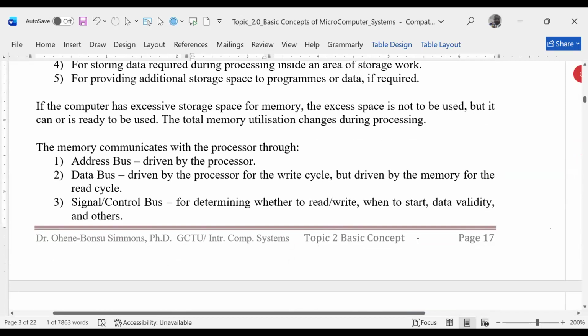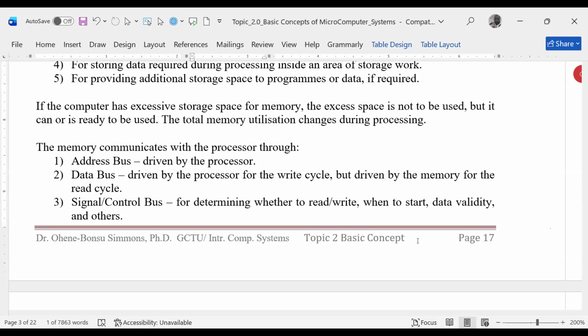There are 3 types of these bus. One is called address, data, or control. Address bus, this type is always driven by the processor. So it's one way, by the processor. The processor uses that one to perform instructions. So address bus is one way, driven by the processor.